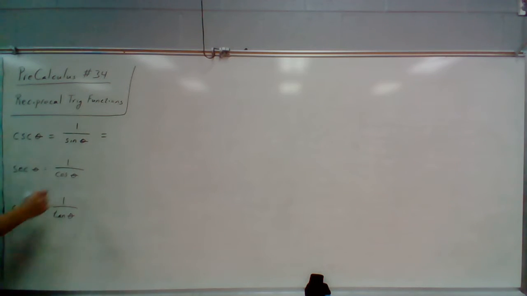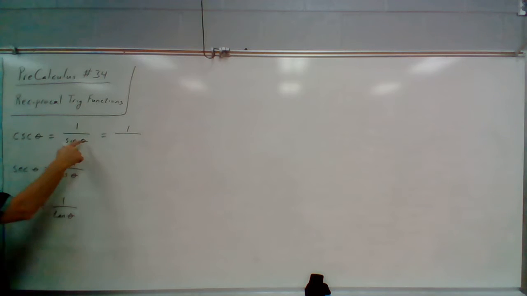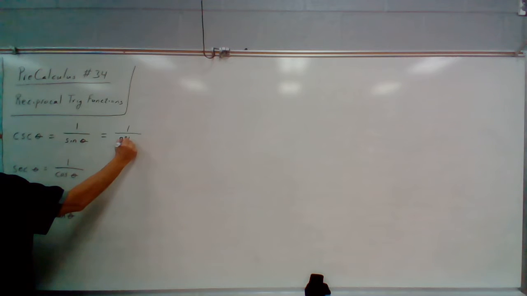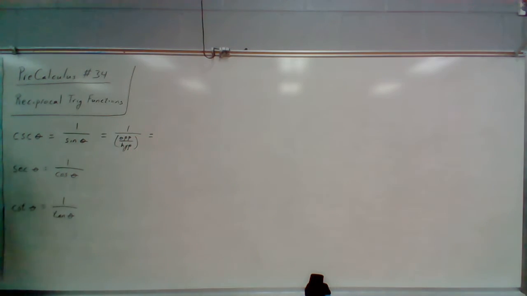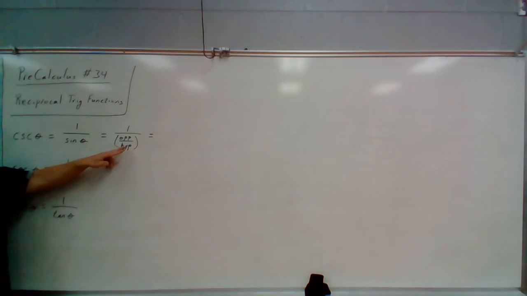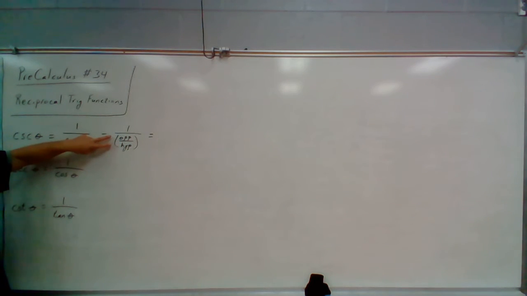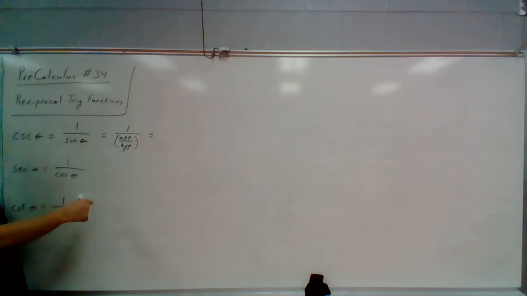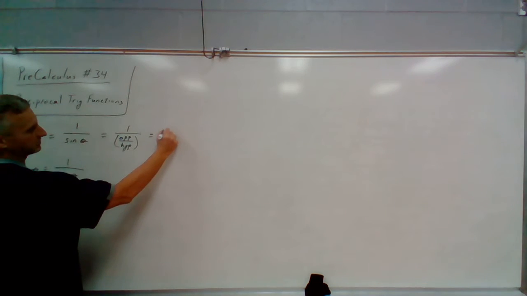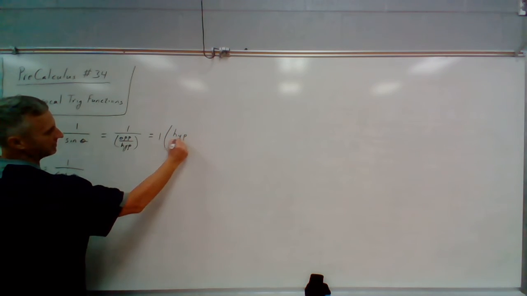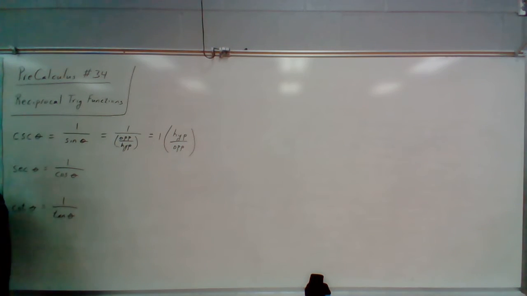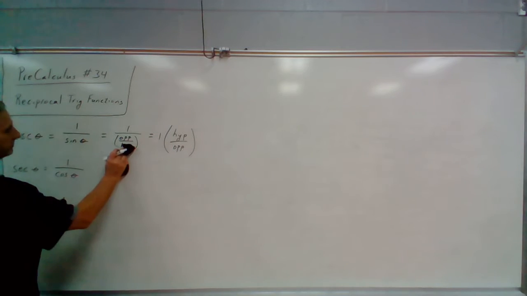So if this is 1 over sine theta, then that would be 1 over... Remember, the definition of sine is opposite over hypotenuse. So we have 1 over opposite over hypotenuse. Remember, to divide by fractions, you multiply by the reciprocal. So this would be 1 times hypotenuse over opposite, which of course would just be hypotenuse over opposite. So we'll write that out.